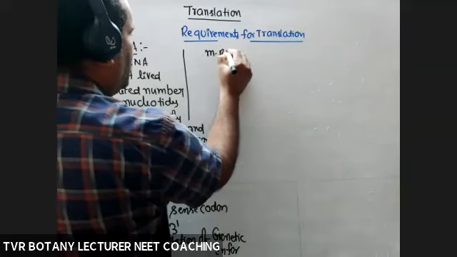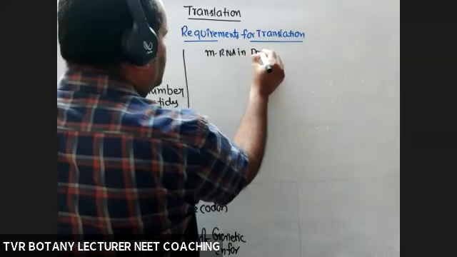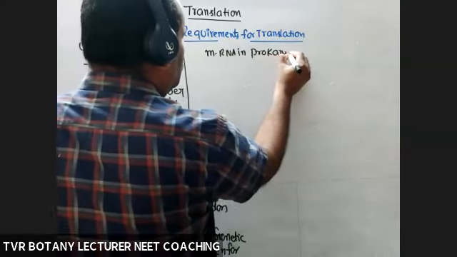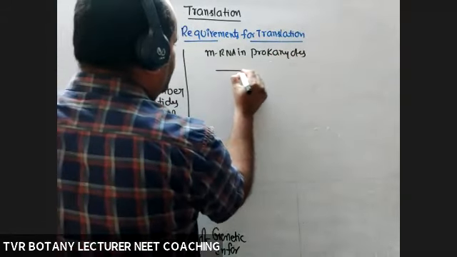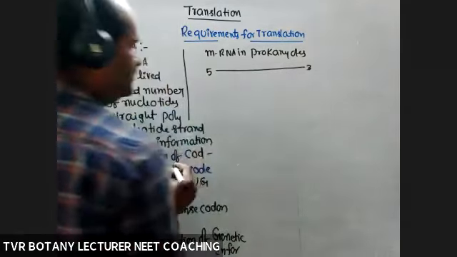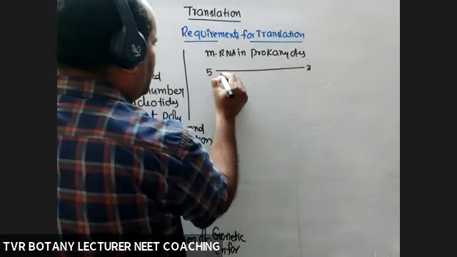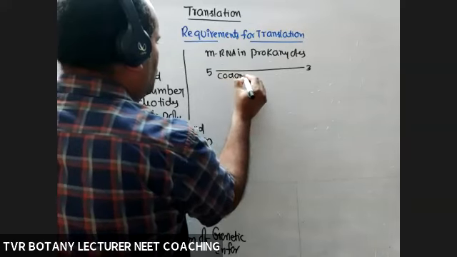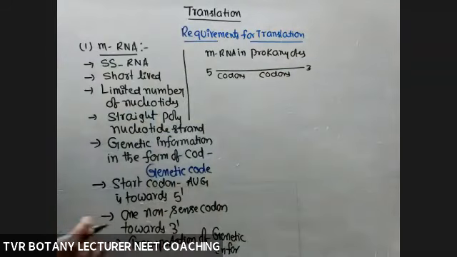mRNA in prokaryotes. The mRNA of prokaryotes has 5' and 3' ends, with a number of codons present. Simply I'm writing codons. Many codons are present. And there is no cap, tail, or so-called UTR regions.